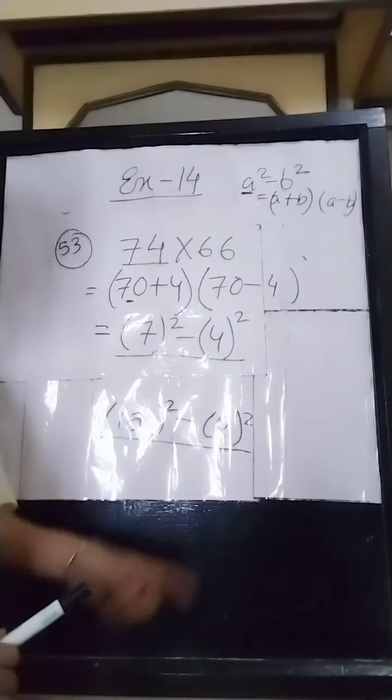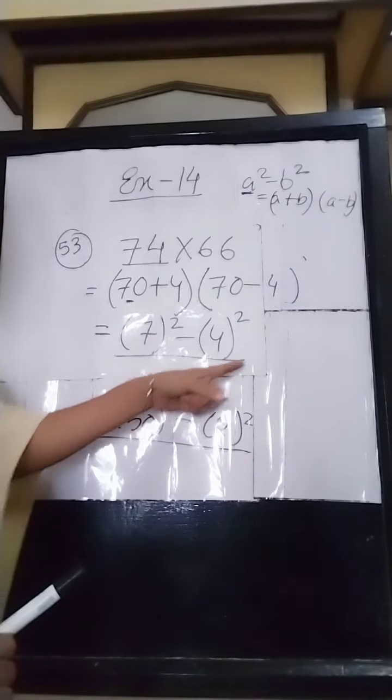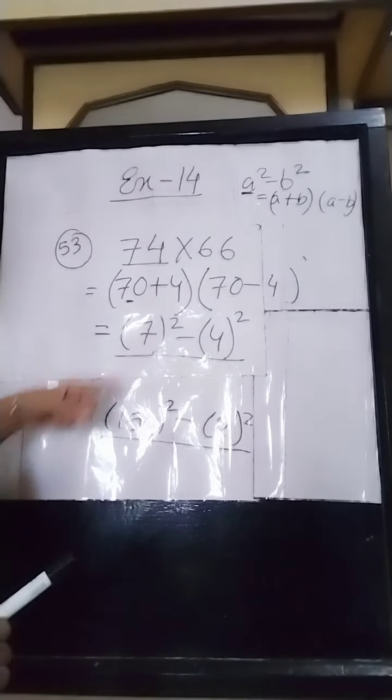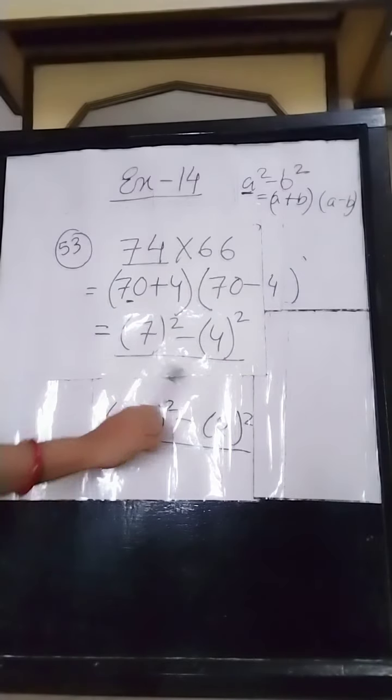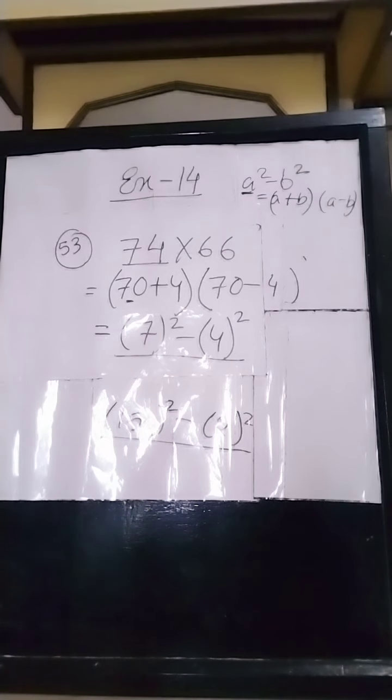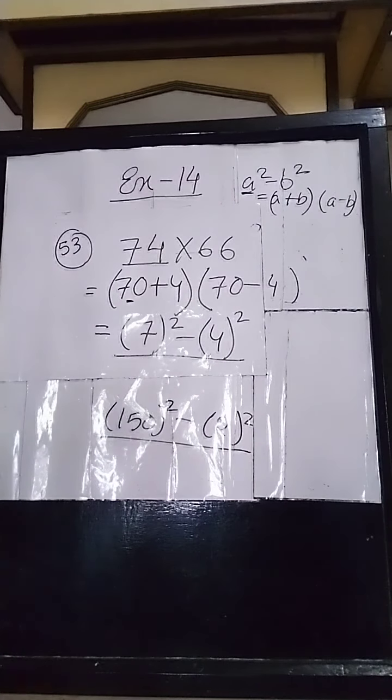And here in this sum also, 7 square minus 4 square, because you are expressing it as the difference of 2 squares. That's why keep it up till this and you will get the full marks. Now very quickly I will show you another sum.